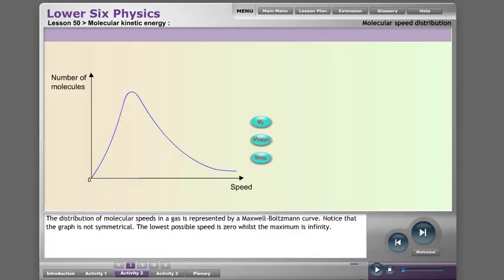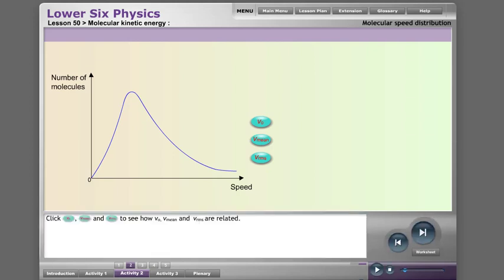The distribution of molecular speeds in a gas is represented by a Maxwell-Boltzmann curve. Notice that the graph is not symmetrical. The lowest possible speed is 0, whilst the maximum is infinity. Click V0, V-mean and VRMS to see how V0, V-mean and VRMS are related.